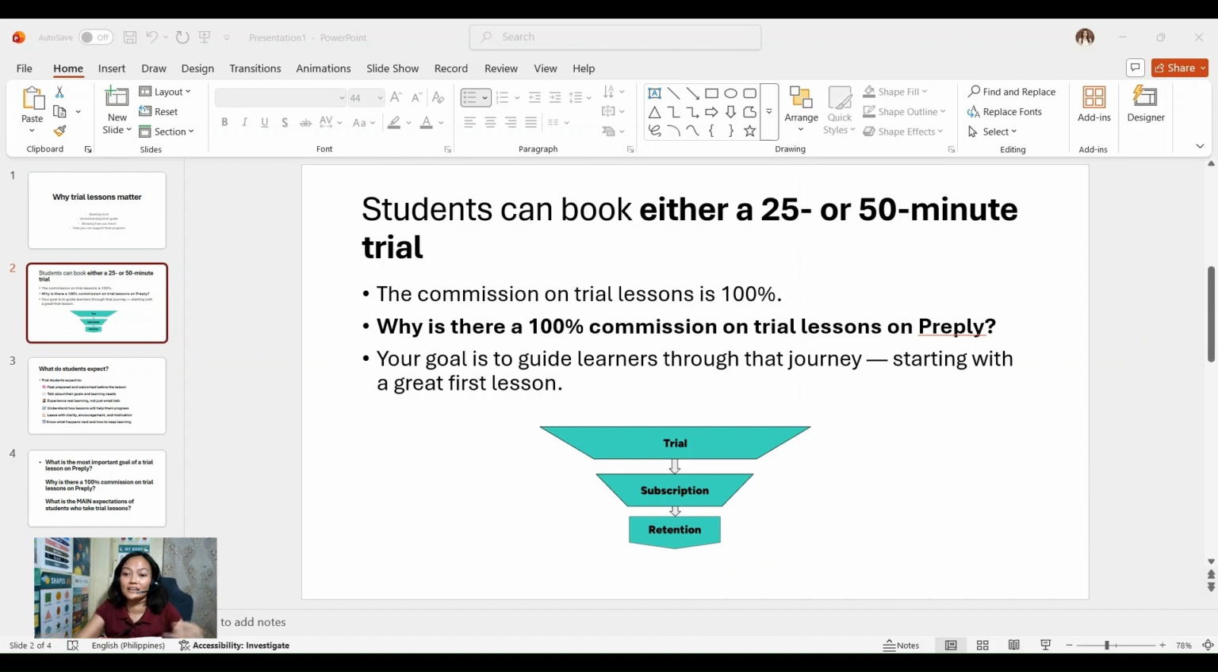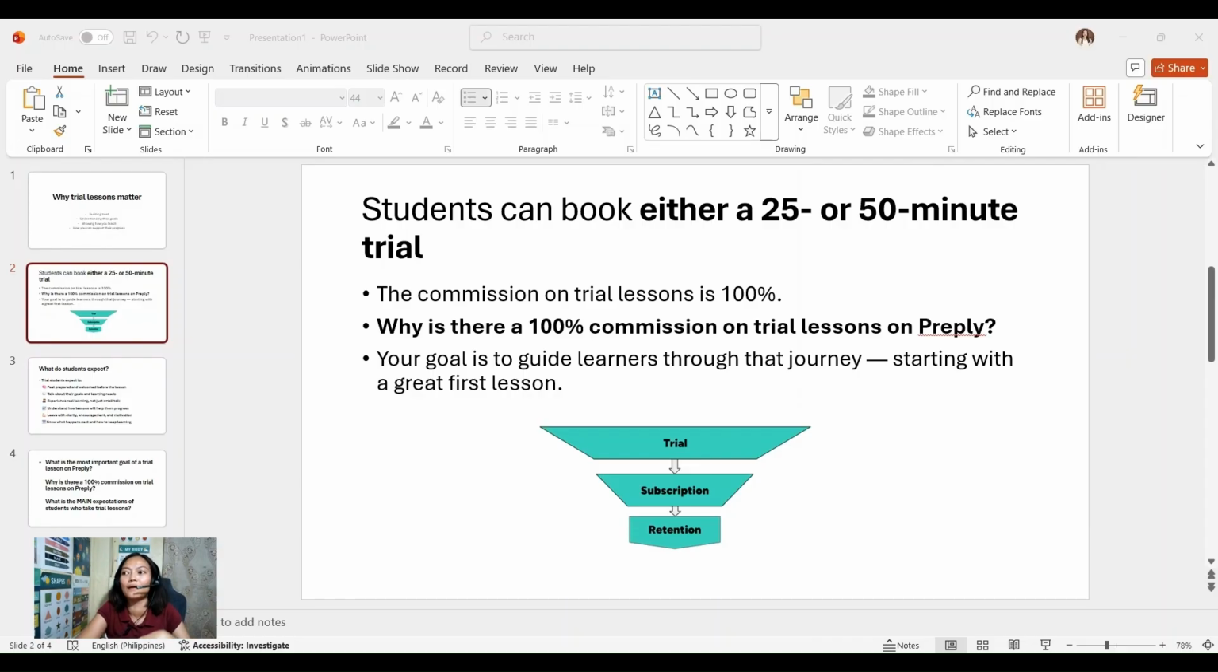Okay, think of it like a funnel. At the top, the students booking their first trial lesson. So in this part, you have to give your best. Of course, what I'm saying is that para makuha agad niyo si student.